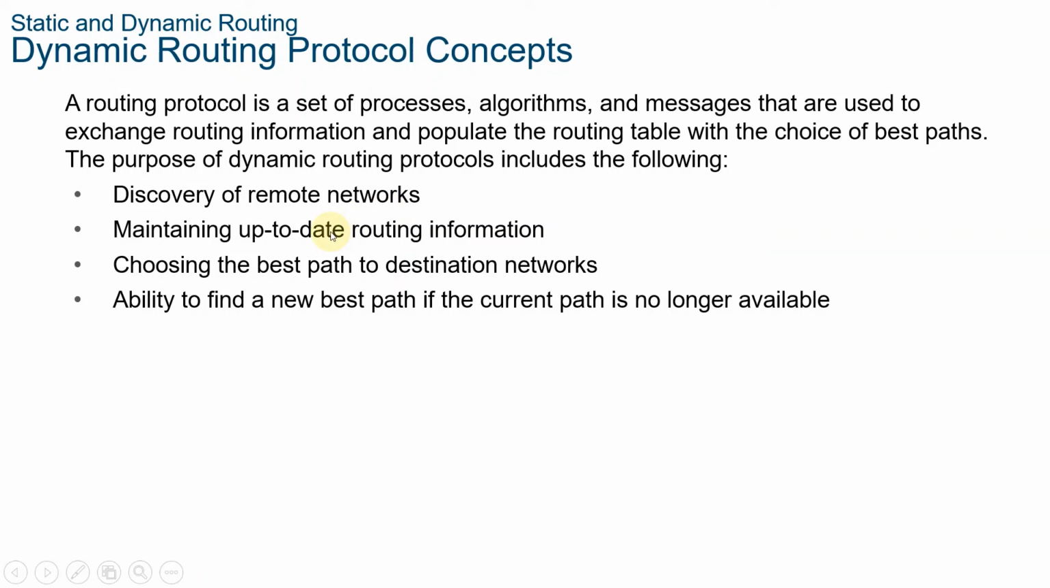So next would be dynamic routing protocol concepts. A routing protocol is a set of processes, algorithms, and messages that are used to exchange routing information and populate the routing table with a choice of best path. The purpose of dynamic routing protocols includes the following: discovery of remote networks, maintaining up-to-date routing information, choosing the best path to destination networks, and the ability to find new best paths if the current path is no longer available.